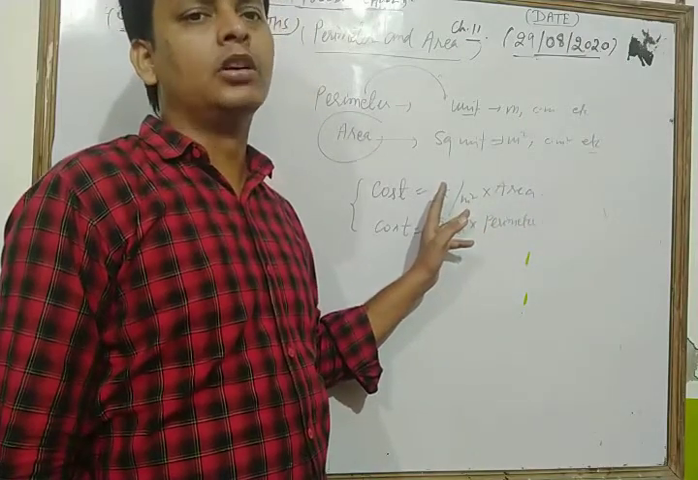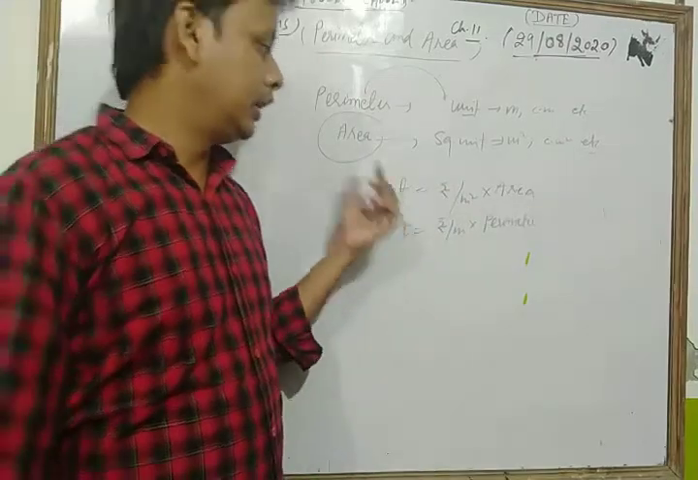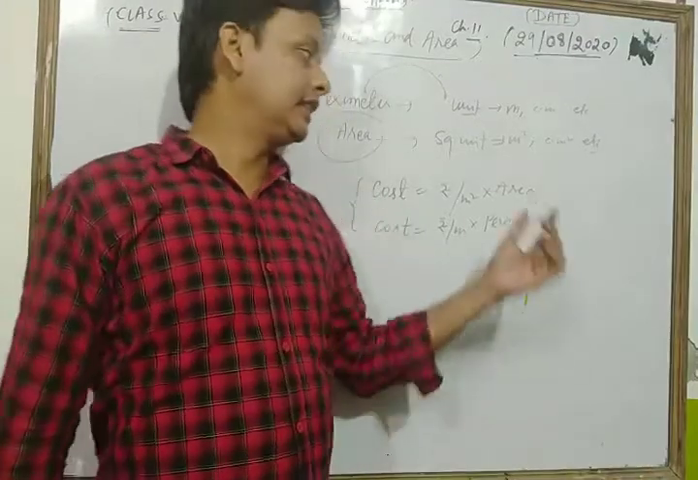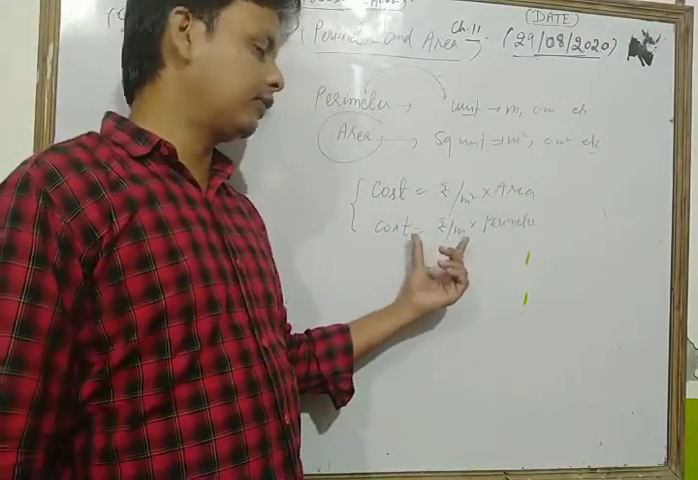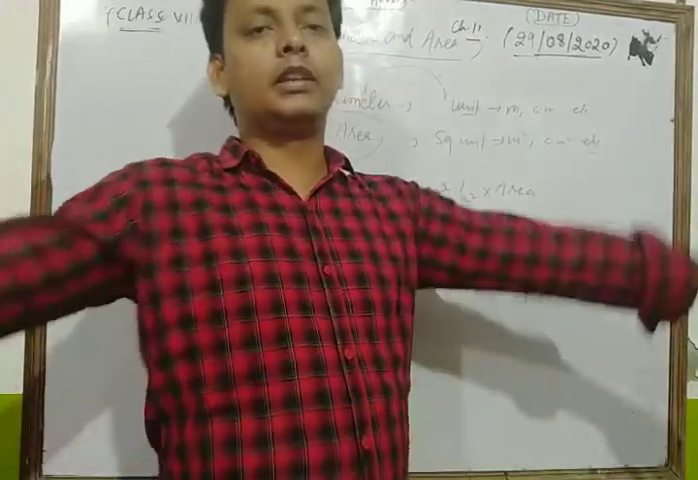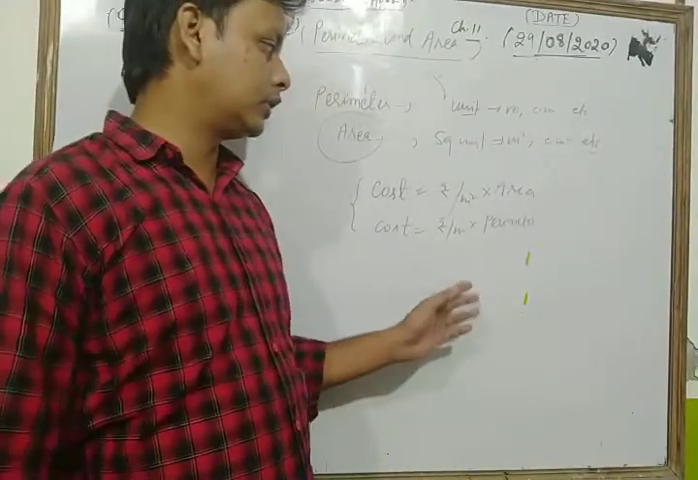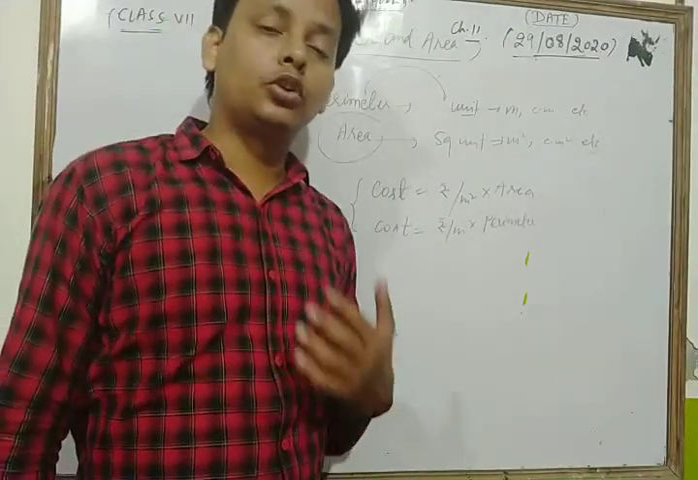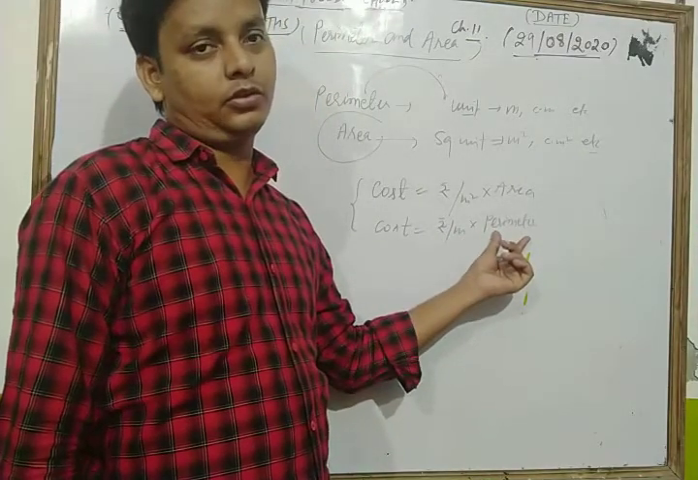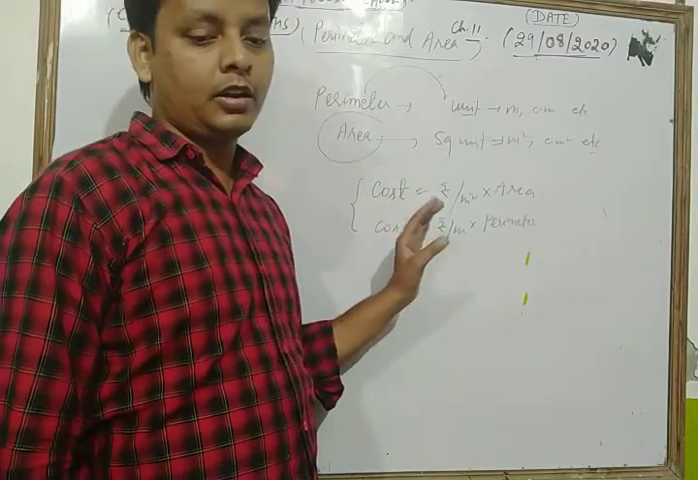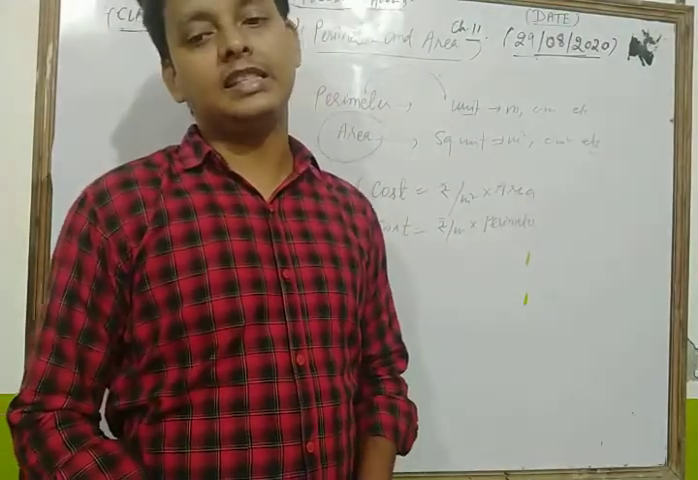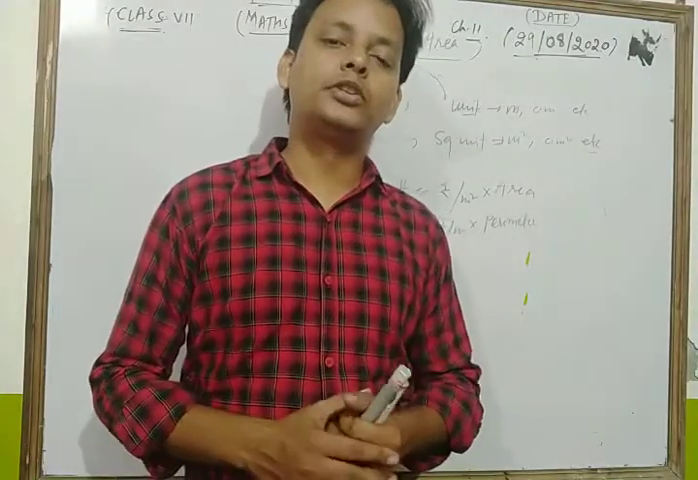cost of polishing. So if you find the cost and have the value of rupees per meter square, it must be multiplied by its area. Now the second formula: cost is equal to rupees per meter into perimeter. Suppose we are fencing the outer boundary of any geometrical figure, and the rate is given in rupees per meter, then you must multiply it by its perimeter. So this is a very important concept. Okay, now dear students, we take and solve some questions of your NCERT exercise based on perimeter and rectangle.